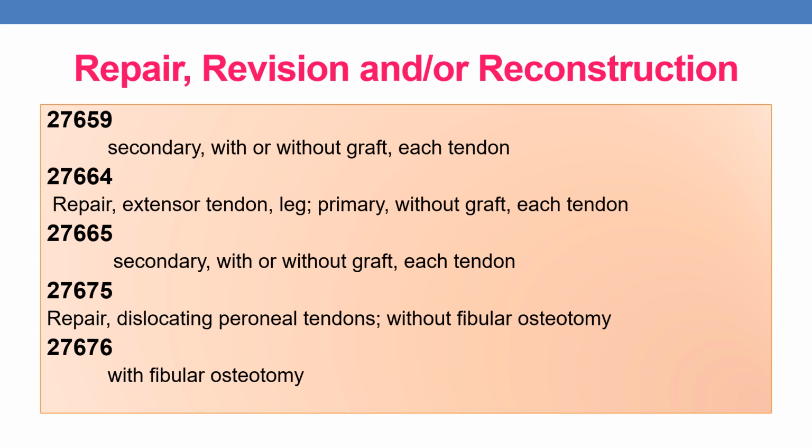Next is 27665. Repair extensor tendon. Previously it is repair flexor tendon. Now it is extensor tendon secondary with or without graft each tendon. The next is 27675. It is repair dislocating peroneal tendons without fibular osteotomy. The next is 27676. It deals with repair dislocating peroneal tendons with the fibular osteotomy.